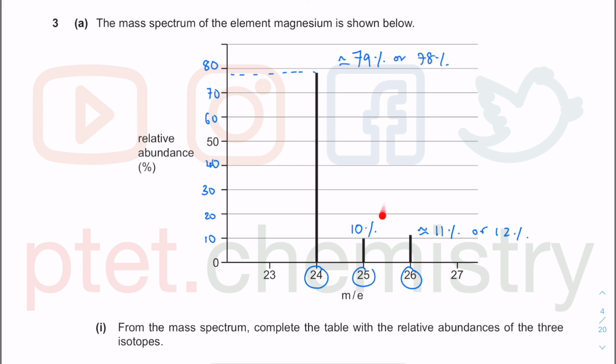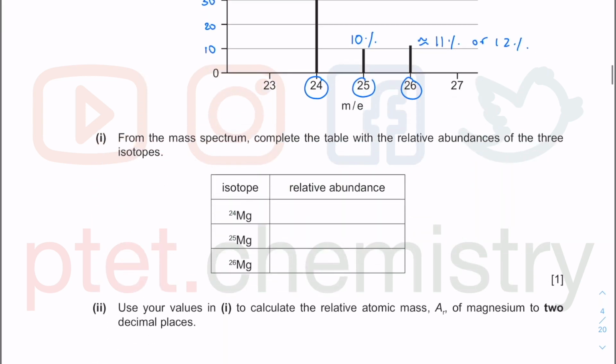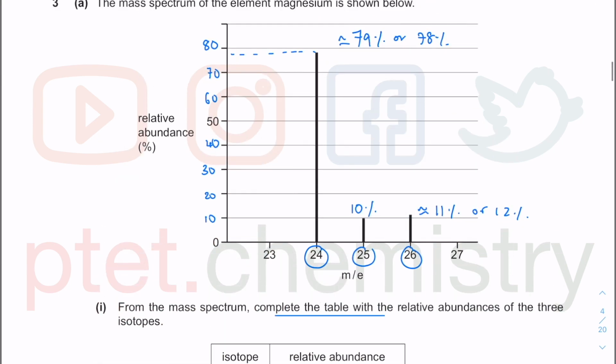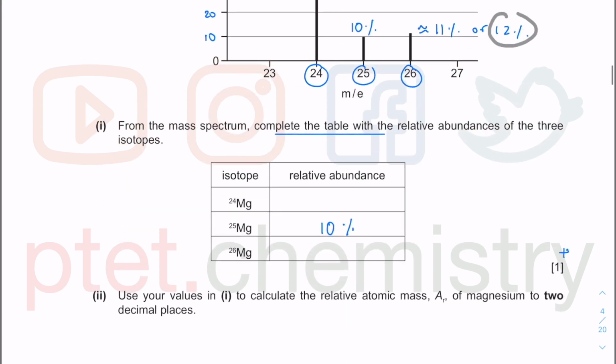And you can see the percentages will add up to 100%. Of course, 79 plus 10 plus 11 is 100%, or 78 plus 12 plus 10 will give you 100% as well. So from the mass spectrum, complete the table with the relative abundances. So there's a 10% there. I'm just going to stick with 78 because it looks a bit lower. But again, you don't want to spend too much time thinking about 79, 78. At the end of the day, they're going to be roughly approximate unless they give you the value. So the 26 there is going to be 12% if I use 78% for the top one.